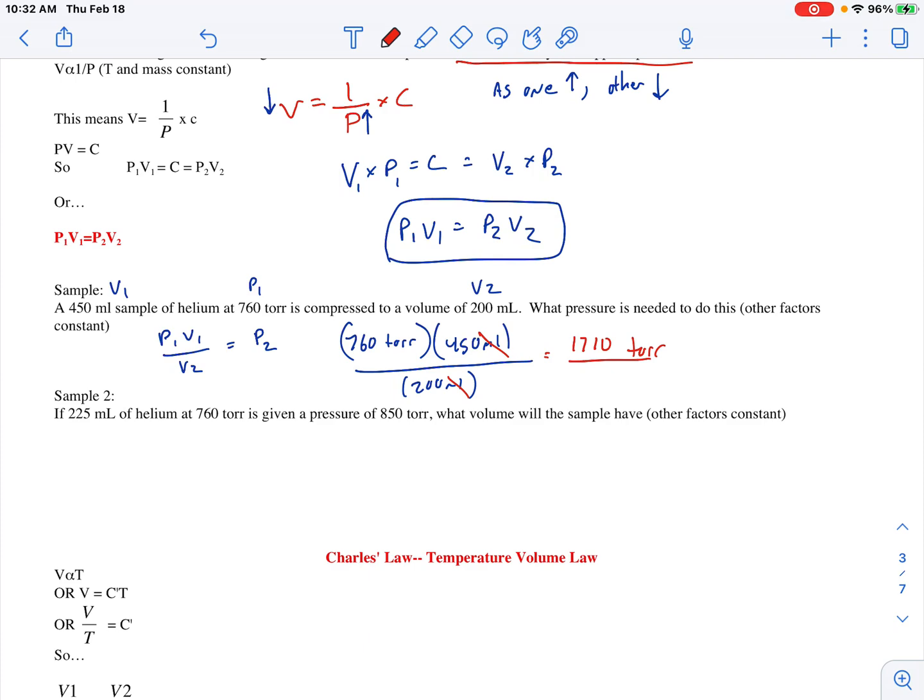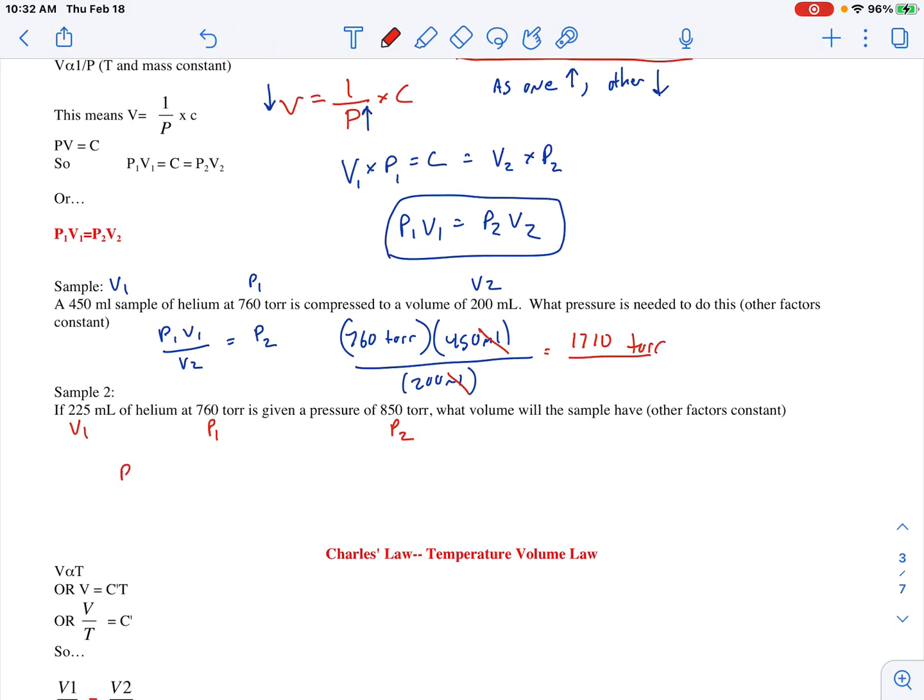So another example. If 225 milliliters of helium at 760 torr is given a pressure of 850 torr, what volume? So notice here we're solving for V2. So let's assign what we have. And sometimes this is tricky. You've got to take your time and read, make sure you know which was the beginning and which is the final. So 225 milliliters is V1. 760 is P1. 850 torr is P2, so we need to solve for V2.